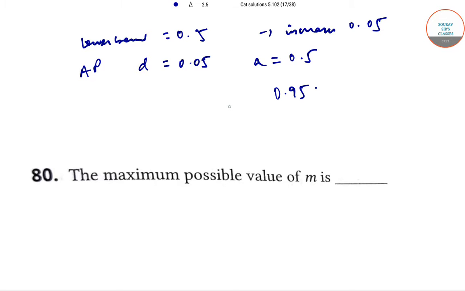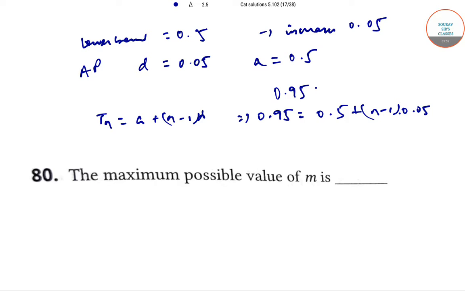To find the number of terms in the series, use the formula for the nth term, that is Tn is equal to A plus (n minus 1) into D. So 0.95 is equal to 0.5 plus (n minus 1) into 0.05. So from here we get n to be equal to 10. Hence the value of n comes as 10 and the maximum possible value of m is 10.